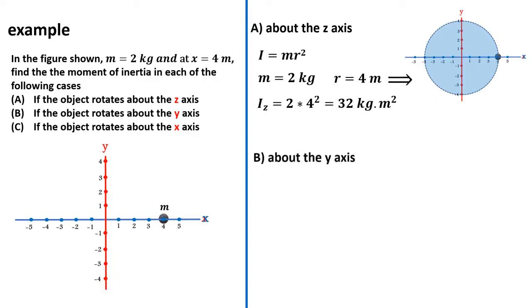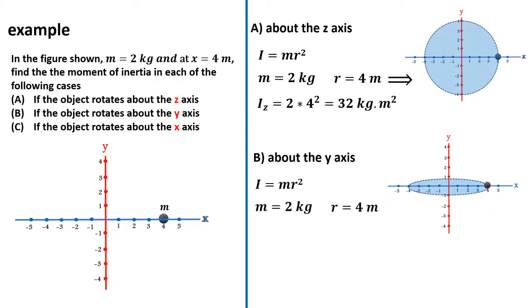B. The object is rotating about the y-axis. If the object is rotating about the y-axis, then it will be moving in a horizontal circle of radius 4 meters. As a result, I equals m r squared. m equals 2 kilograms and r equals 4 meters, which means that Iy equals 32 kilogram meter squared.